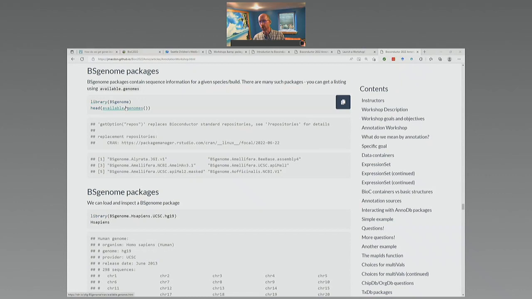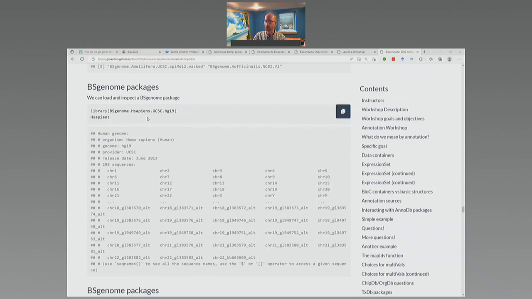If you load the BSgenome package and then look at available genomes, there's a bunch of different packages you can get. And it's basically of the form BSgenome, and then the species, the NCBI, and the build version. What they're good for is the one thing, which is to get the sequences out.